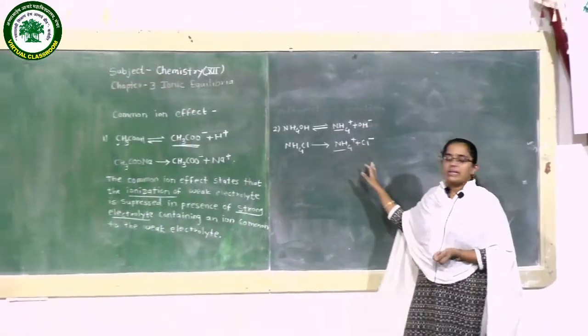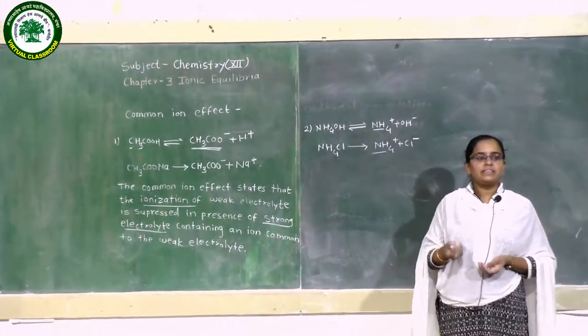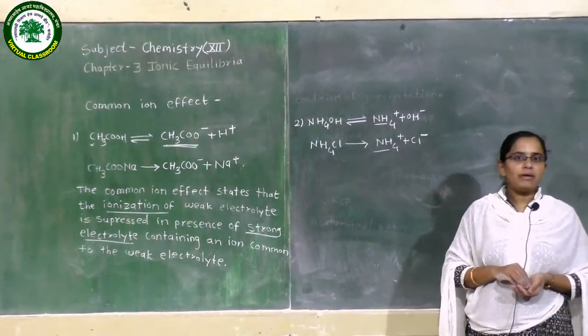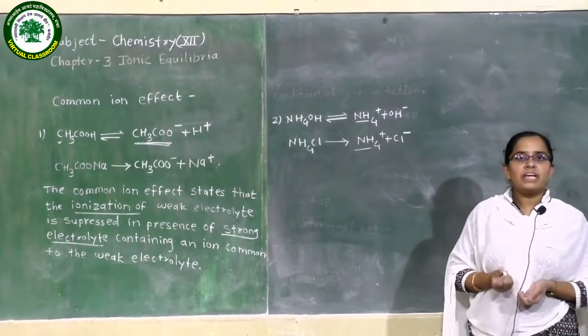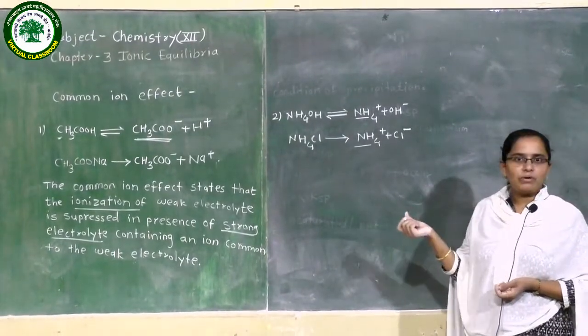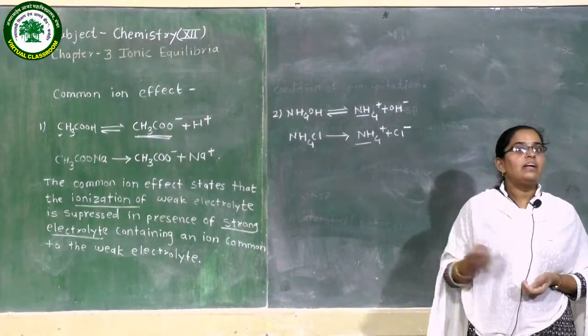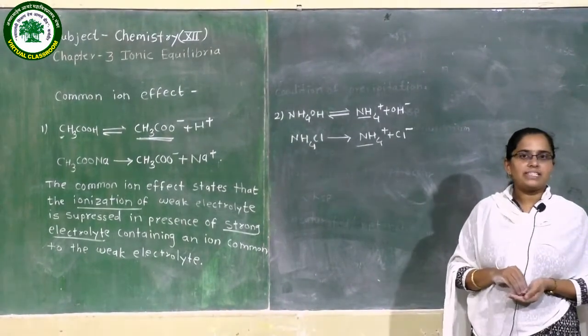Now, the chapter is over. Next, we discuss some numericals which are based on pH, solubility product, common ion effect, and dissociation constant of weak acid and weak base.